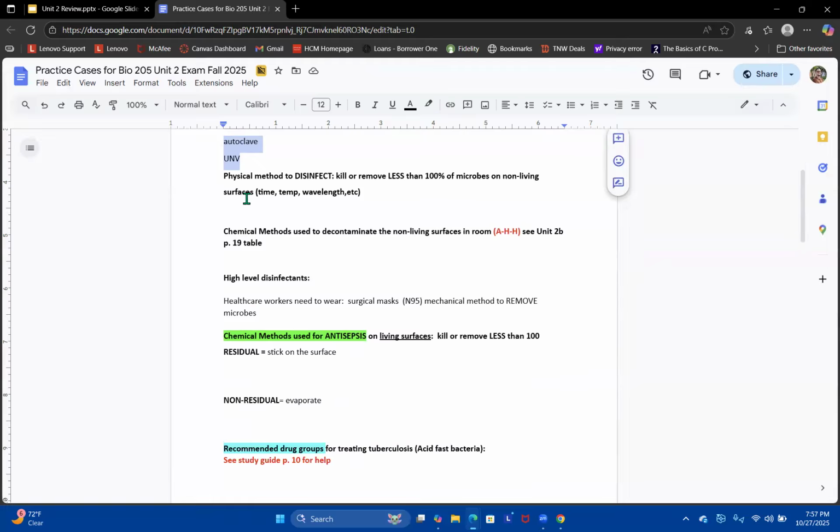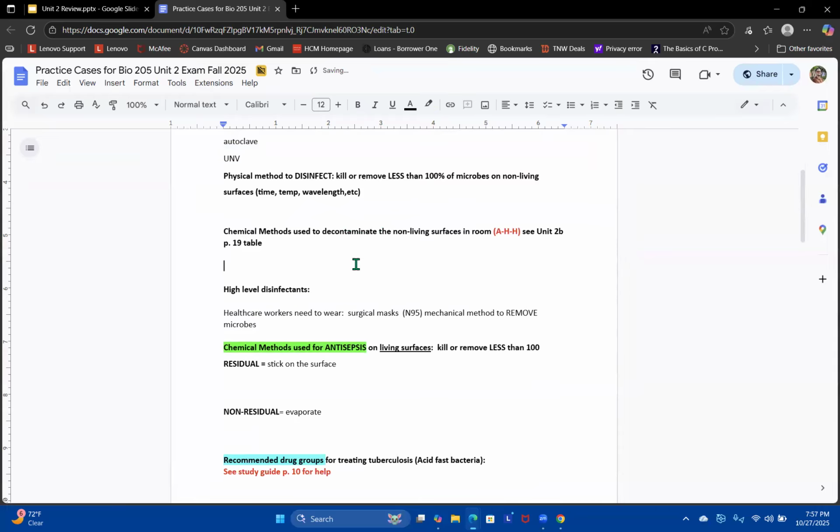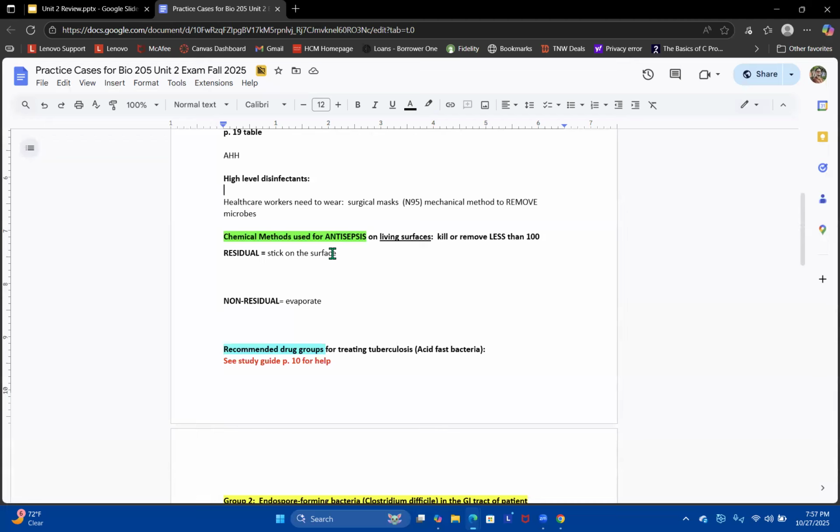So you go down to the physical methods to disinfect. You'll type some of those out. You're going to be like, all right, what chemical methods decontaminate or sterilize? Okay, I know I have my ozone. So you'll write down your ozone. What disinfectants do you have? And then what is very good for antiseptics? Primarily pay attention to things that say residual.